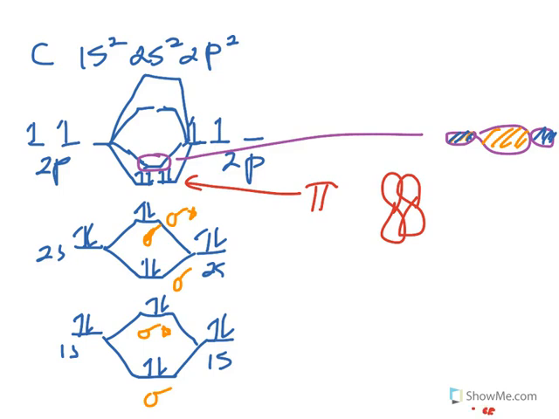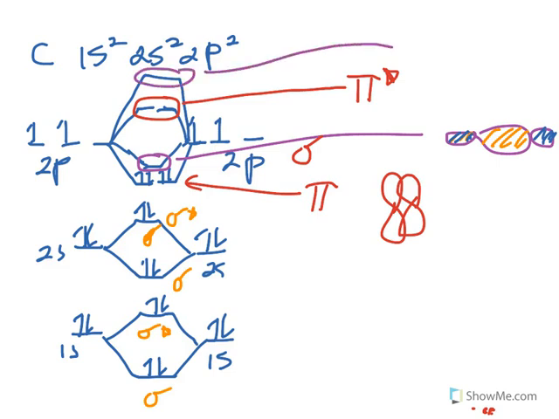Here we have 2 pi anti-bonding, and we have a sigma anti-bonding, sigma star. These 3 top orbitals, the sigma, the pi, and the sigma star, have no electrons in them. All right, so I'll introduce bond order here.